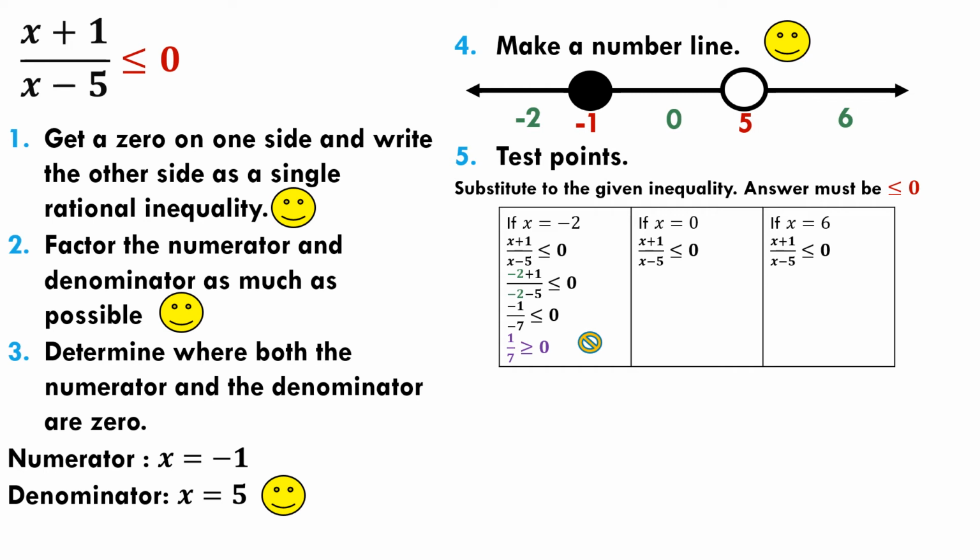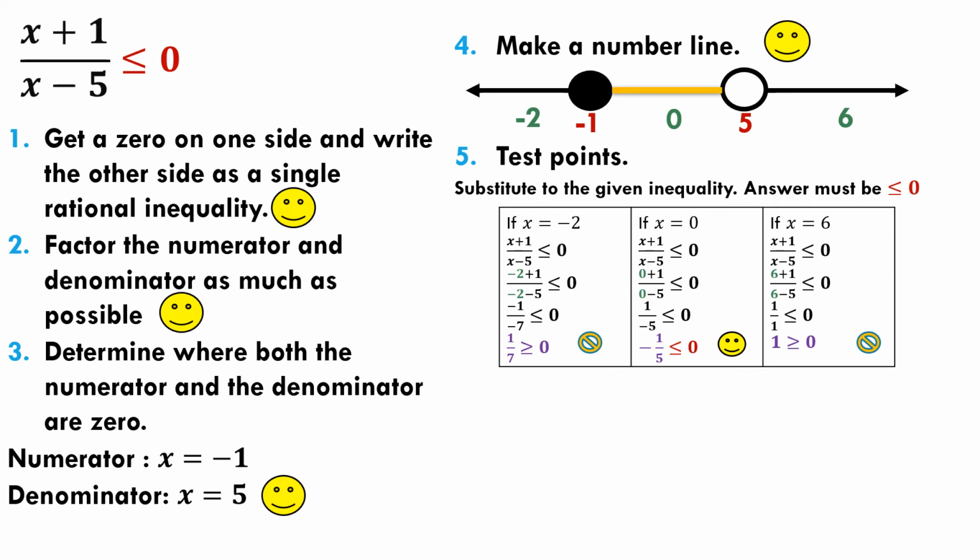Okay, so next naman, 0. Kung i-plug in natin ang 0 sa original na inequality, okay, so 0 plus 1 all over 0 minus 5, ang sagot niya is -1/5. It is less than 0. So, check siya. It is a solution. And for the third point na iti-test natin, na 6, okay, it's greater than. So, that means, hindi din siya solution.